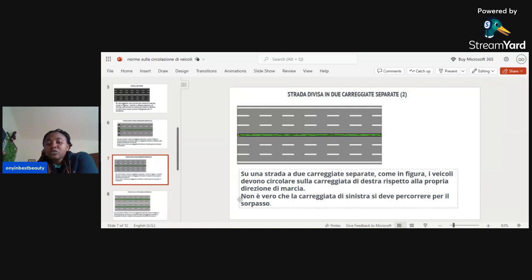I veicoli devono circolare sulla carreggiata di destra, rispettando la propria direzione di marcia. So you circulate according to how you drive. If you're coming from this way, this is your right lane, which is a normal marcia. If you're coming from here, this is your right lane, which is a normal marcia. So you use these 2 lanes for overtaking. It's as simple as that.